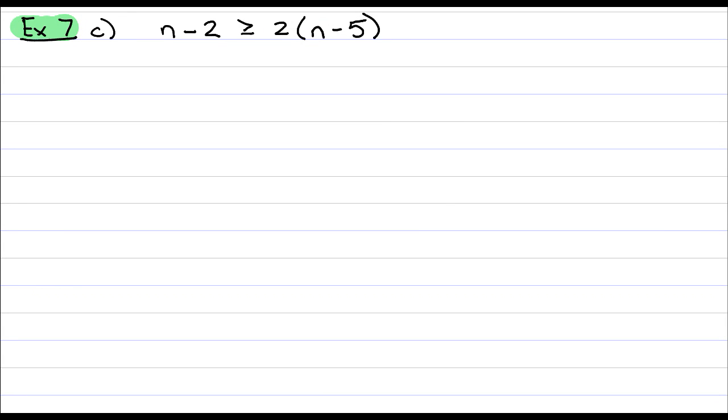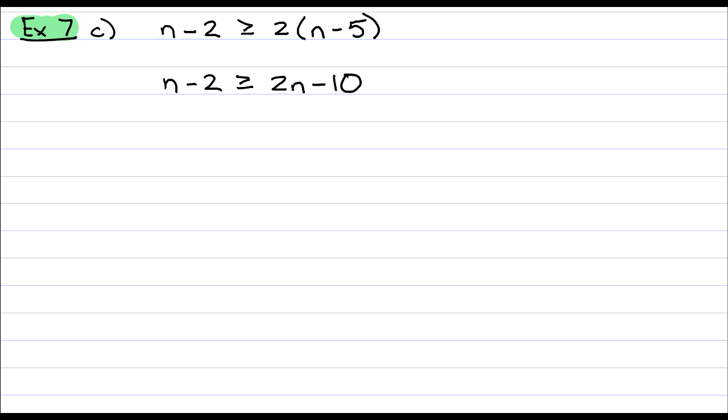Example 7, Part C. We have the following inequality that we want to solve. I see that I have parentheses on the right-hand side, so I'm going to begin by distributing. n minus 2 greater than or equal to 2n minus 10.